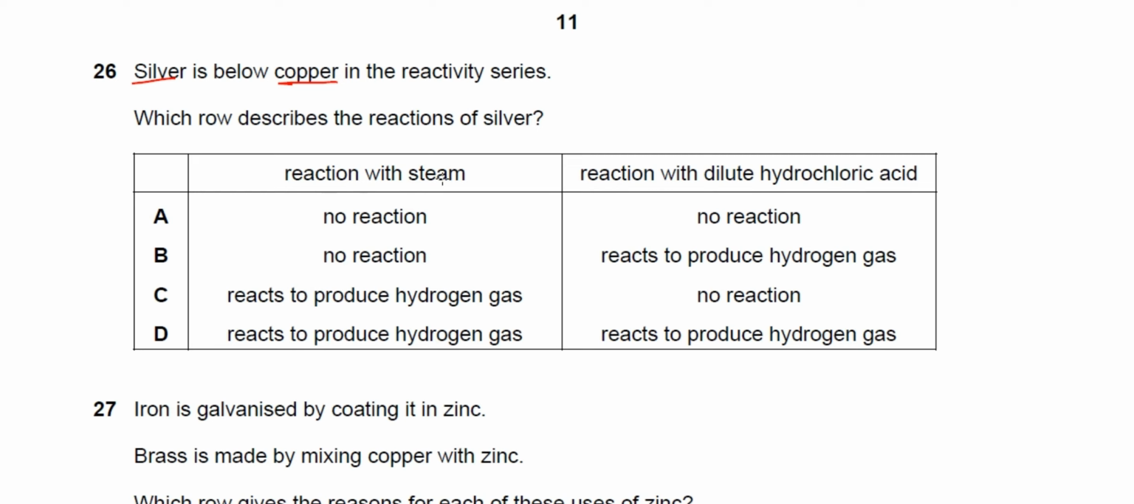So reaction with steam? No, because we learned that copper never ever reacts with dilute acids. If it is not reacting with the dilute acid, it will never react with the steam as well. If copper is not reacting with the steam, silver has lower reactivity than copper. So how can it? So yes, reaction with steam, no reaction. Reaction with dilute hydrochloric acid, no reaction. So what we can say, A is the right answer.